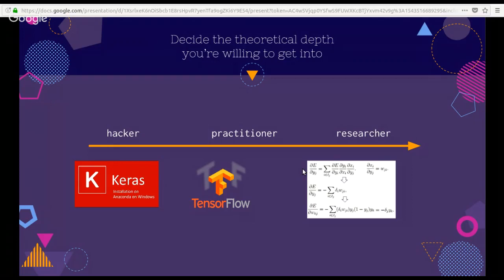So I think what's really important for you as a first step is just to understand where you are in this spectrum. Do you want to approach artificial intelligence more as a hacker or more as a practitioner who's really interested in the tools and having a fair understanding of the algorithms? Or do you want to go the extra mile and really understand all the bits and bobs of the theory? In that case, you are approaching it as a researcher and getting interested in the math that's actually powering all of these very powerful algorithms. So pick a theoretical depth and decide where you want to stand there.